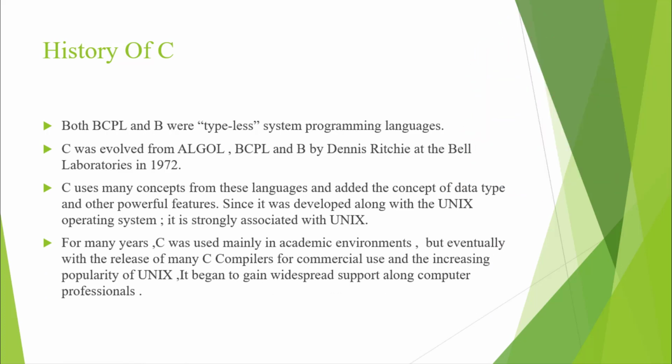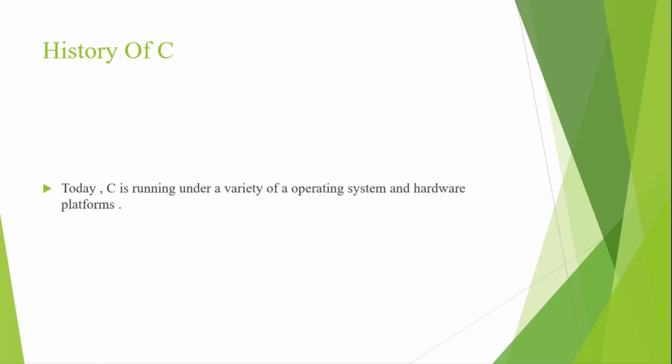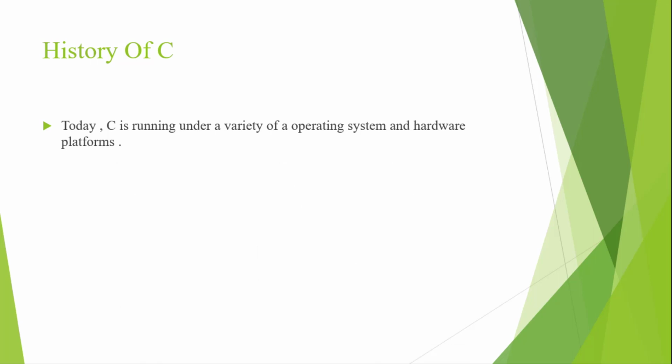For many years, C was used mainly in the academic environment, for theoretical purposes only, with no practical use. But eventually, the C compiler was released for commercial use. With the increasing popularity of Unix, any person could write C software. So it began to gain widespread support among computer professionals. Today C is running under a variety of OS and hardware platforms.